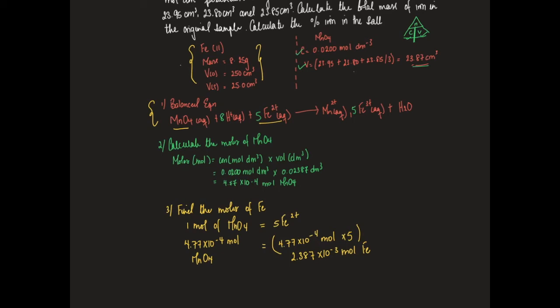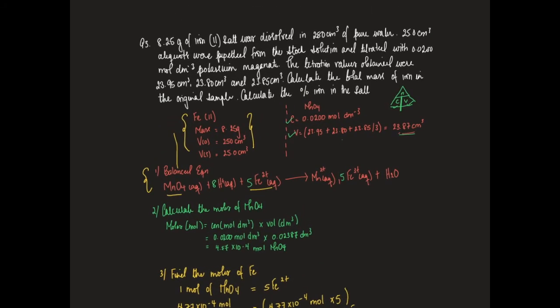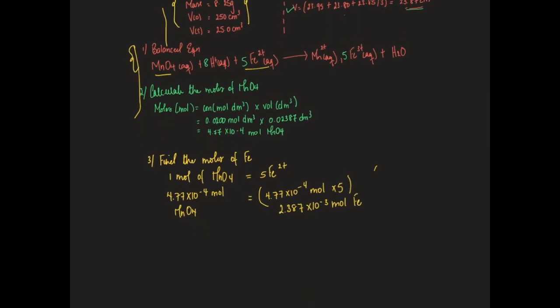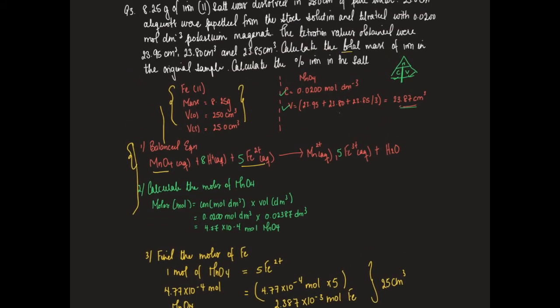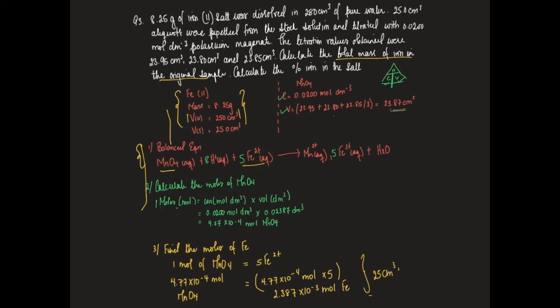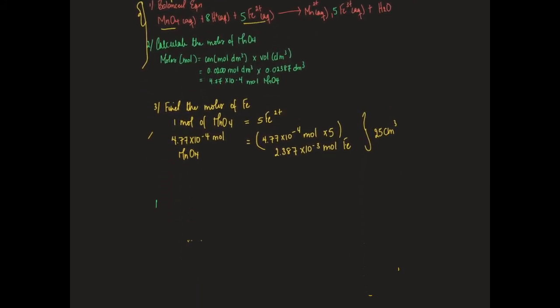the permanganate. Now if we go back to the question above here, it says that 25 cubic centimeter aliquots of the iron. So this number of moles that we found down here was the number of moles in the 25 cubic centimeter. But the question asks for us to find the total mass of iron in the original sample. And the original sample, as you see here, is 250 cubic centimeters. So our next goal then is to find out the number of moles of iron in the 250 cubic centimeters.